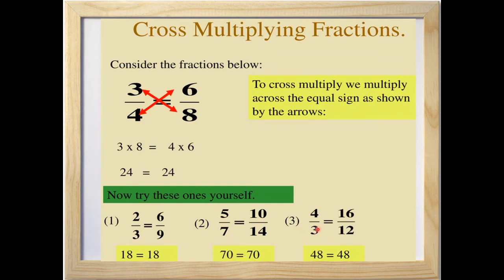Then see the third example, 4 by 3 and 16 by 12. Here you see, children, these are improper fractions. Here the numerators are greater than the denominators. We want to know whether these two fractions are equivalent or not. 4 12s is 48, 16 3s are again 48. Since the products are equal, these two fractions are also equivalent. Understood, children? So it is easy to find out whether two fractions are equivalent or not just by cross multiplication.